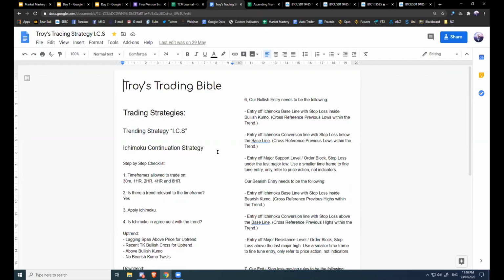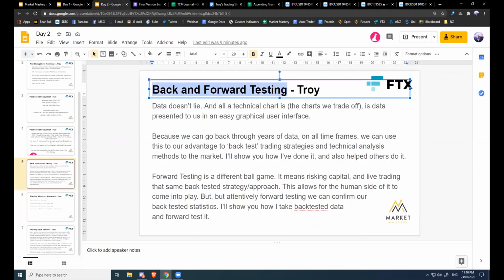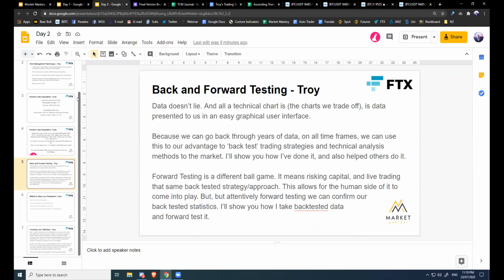Next, just before, I was mentioning backtesting and forward testing and having a step-by-step checklist. So we'll go to day 2 here, and we'll start on this backward and forward testing, right? I'm just going to read this out. Data doesn't lie. And all the technical chart is, the charts that we trade off, is data presented to us in an easy graphical user interface, which I mentioned before, right?